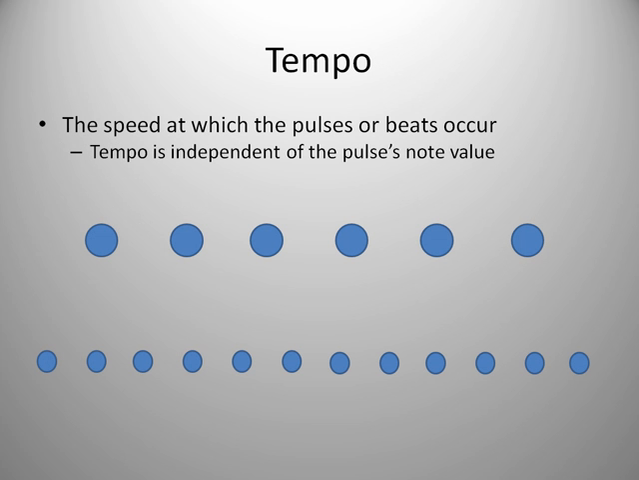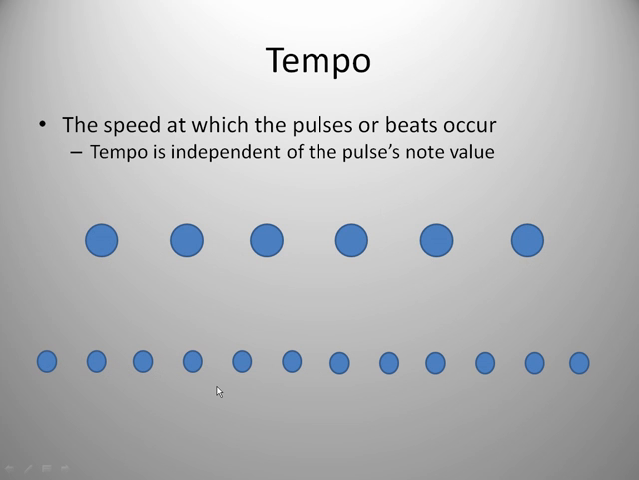Tempo refers to the speed at which the pulses recur. It's generally spoken of in terms of a continuum from slow to fast. I have two sets of dots on the page. We might visualize the first one as a slower tempo. The dots are larger and farther apart. And the second as a faster tempo. The dots are smaller and closer together.